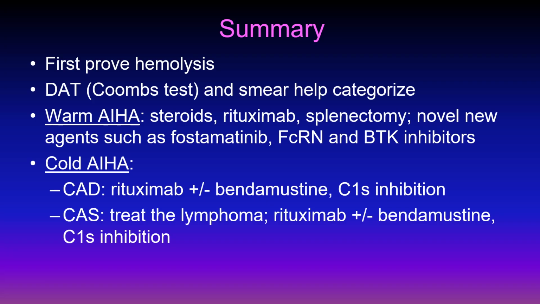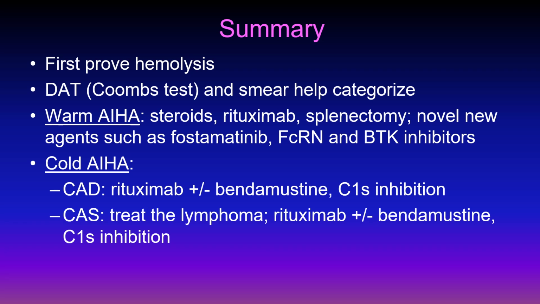These patients do respond to steroids, rituximab, splenectomy occasionally, which I don't advocate. There are lots of novel therapies for this disease, which we'll talk about some other time, such as fostamatinib, FcRn inhibitors, or Bruton kinase inhibitors. If you have cold agglutinin hemolytic anemia, if you have typical CAD with no underlying lymphoma, a standard of care is rituximab or rituximab with bendamustine, or C1 inhibitors, this is sutimlimab.